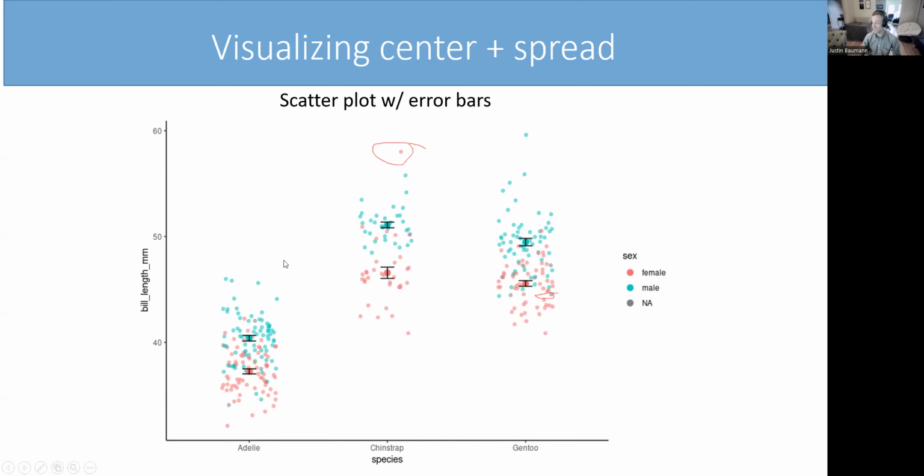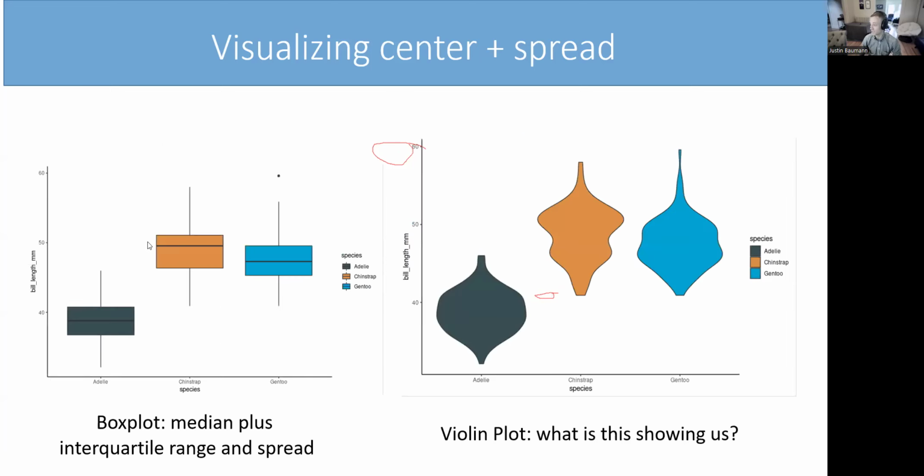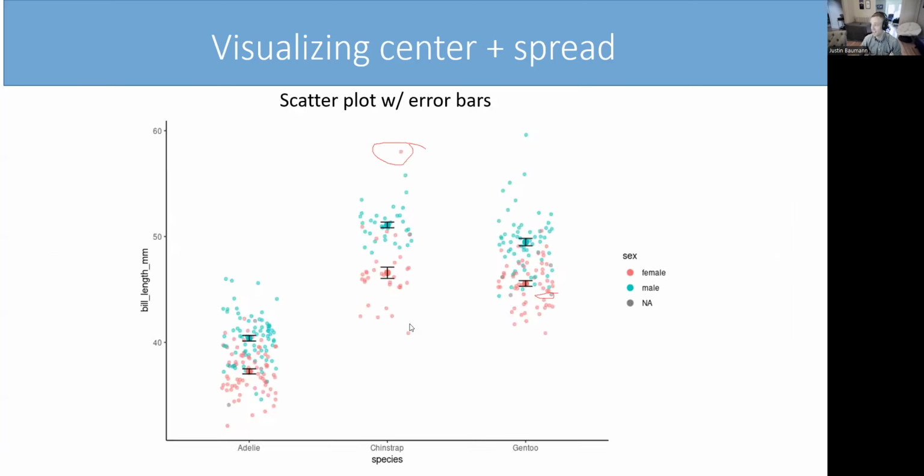So that's a great way to visualize center and spread. We have our box plot. We might even try our violin plot, and then we'll move on to what I think is a little bit better way to do it, which is looking at the raw data in the background and the mean and the error bars in the foreground. We are going to learn how to do this in our graphing section of class. I promise it's not that hard or scary.